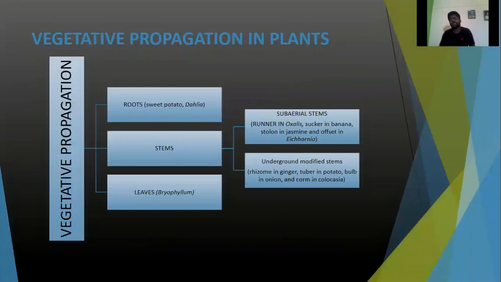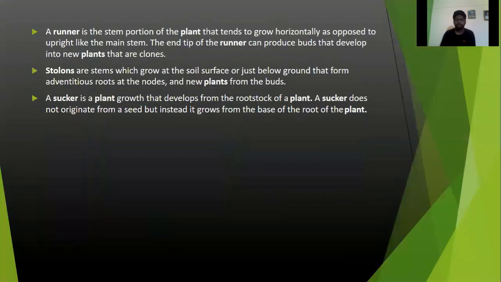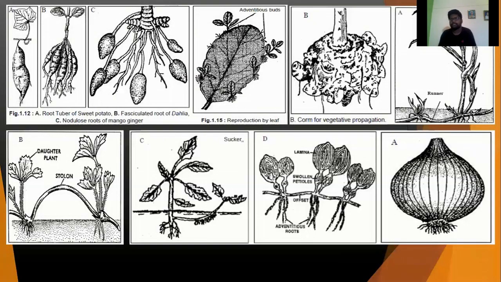The examples are like this. Runners in oxalis, sucker in banana, stolon in jasmine, and offset in Eichhornia. Eichhornia you can find in water bodies. If we see the pictures, they are like this. These pictures are taken from the Bureau book. You can see serially a root tuber of sweet potato, then fasciculated roots in dahlia, then nodulose roots of mango ginger.